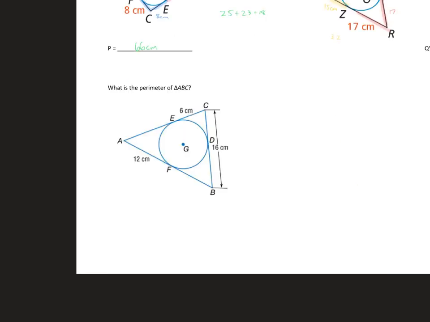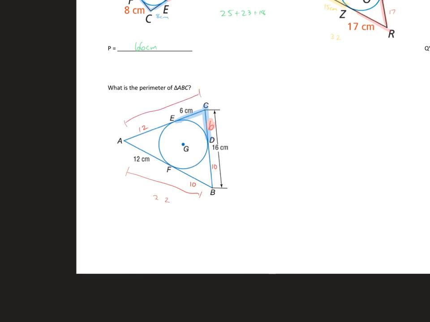And looking at our third example, again, sometimes we have to work our way backwards. Here I know that CD and EC are congruent. So that makes DC 6 units long. So if that is 6 and the whole length is 16, that means DB is 10. So since DB is 10, that means FB is 10. Now, I also know that AE right here is going to be equal to AF, which is 12. So now all I have to do is add up the side lengths. We should be good. We found all the missing pieces. 22 is the length of AB.